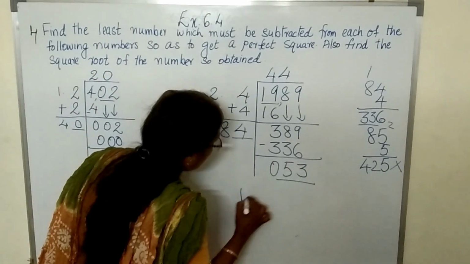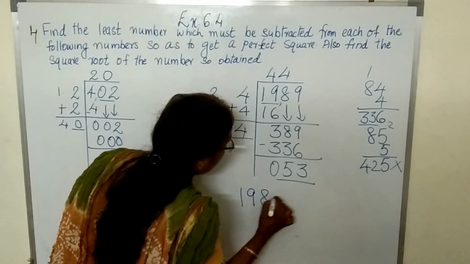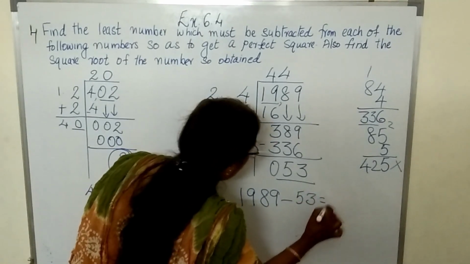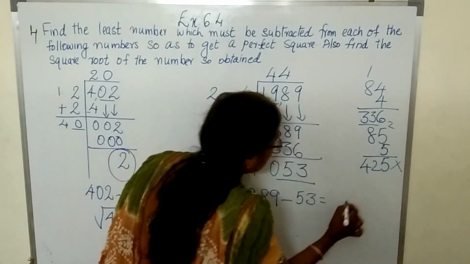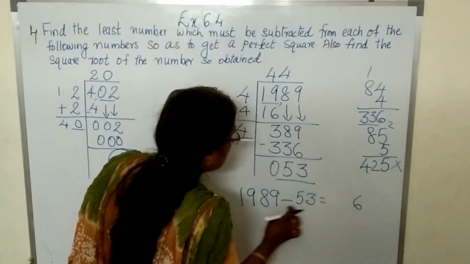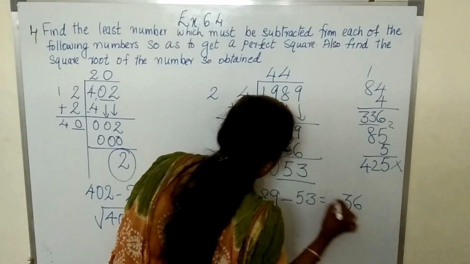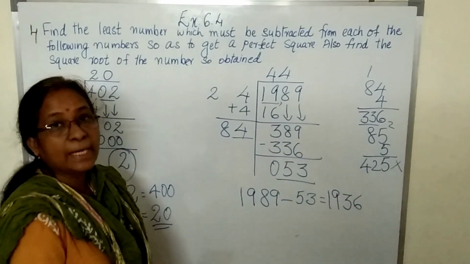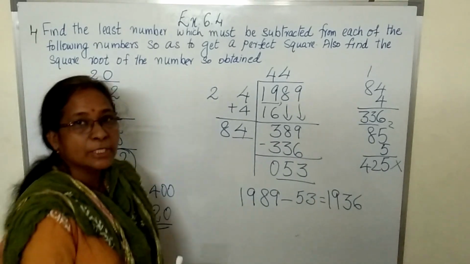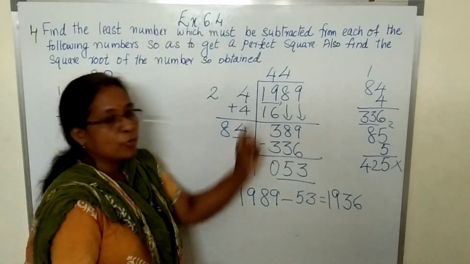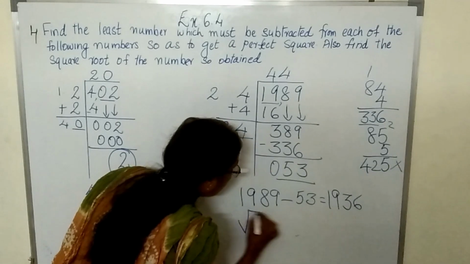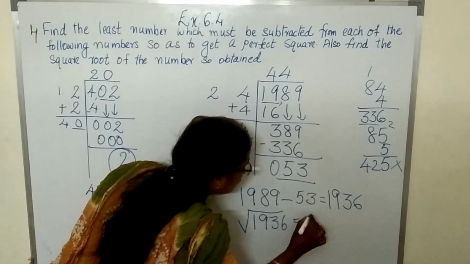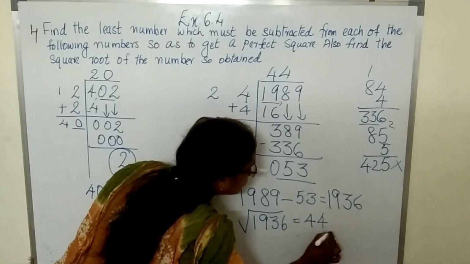So 1989 minus 53. What will you get? 9 minus 3, 6. 8 minus 5, 3. Remaining as it is. 1936 is a perfect square. And what will be its square root? 44. So the square root of 1936 is equal to 44.